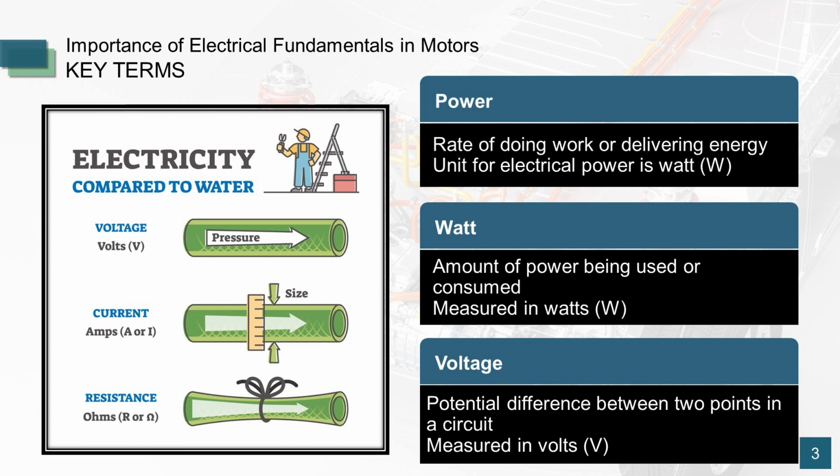Power. Power is the speed at which electrical energy is used or converted. It's essentially how much work is being done per unit of time. The unit for electrical power is the watt. For example, a 100-watt light bulb uses 100 joules of electrical energy every second. 1 watt equals 1 joule per second. So, a higher wattage appliance does more work in the same amount of time, meaning it uses electrical energy at a faster rate.